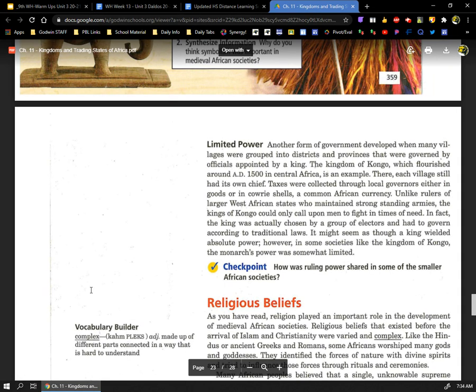Taxes were collected through local governors, either in goods or in cowrie shells, a common African currency. Unlike rulers of larger West African states who maintained strong standing armies, the kings of Congo could only call upon men to fight in times of need. In fact, the king was actually chosen by a group of electors and had to govern according to traditional laws. It might seem as though the king wielded absolute power. However, in some societies, like the Kingdom of the Congo, the monarch's power was somewhat limited. Checkpoint. How was ruling power shared in some of the smaller African societies?